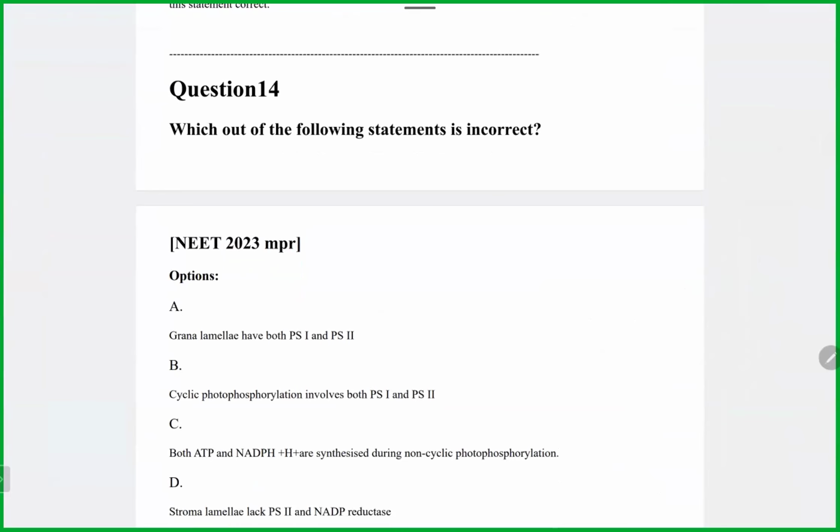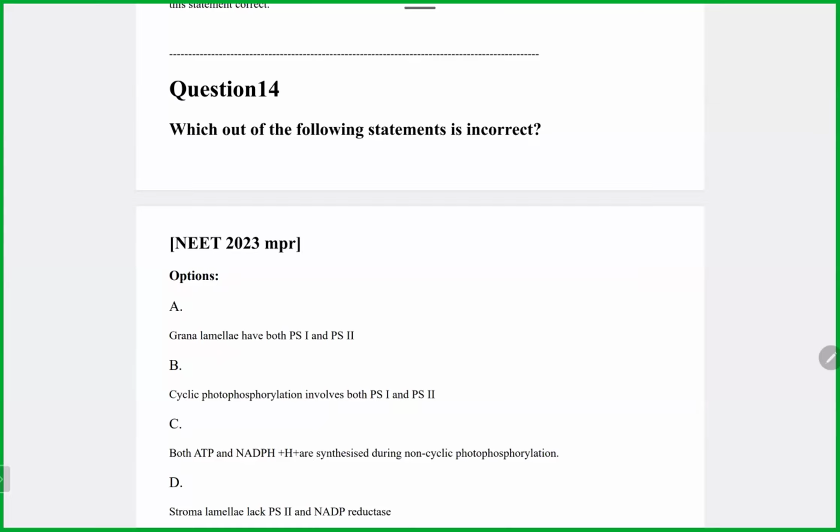Manan, 14th question. Incorrect. Grena lamella means grena. Green. Your answer, D. The answer will be 2. Cyclic phosphorylation has only PS1, not both.